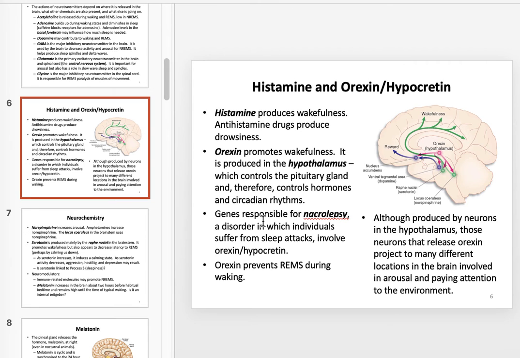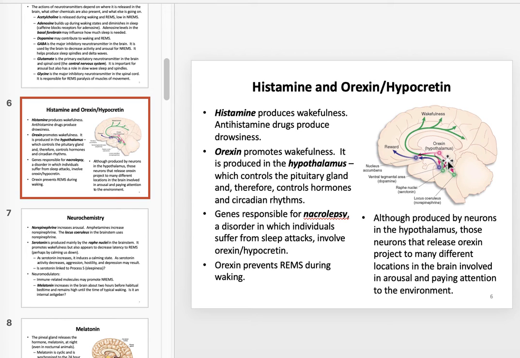With someone with narcolepsy, they can fall into a sleep attack and immediately fall into REM sleep. And so what we think is happening in narcolepsy is some issues with this particular chemical that promotes wakefulness. Okay. Well, if we're going to stay awake, we have to project to lots of different areas of the brain.